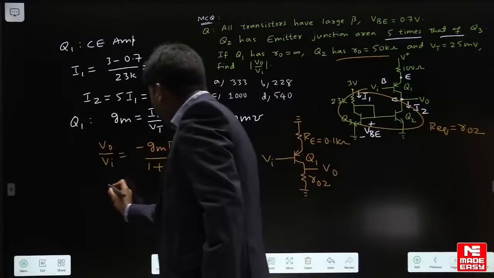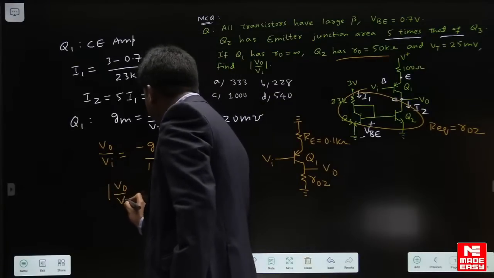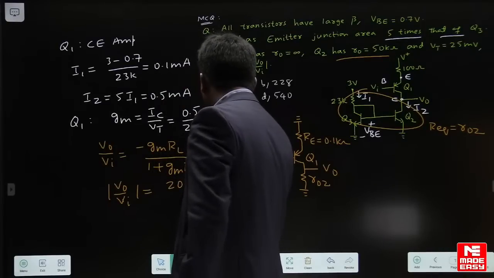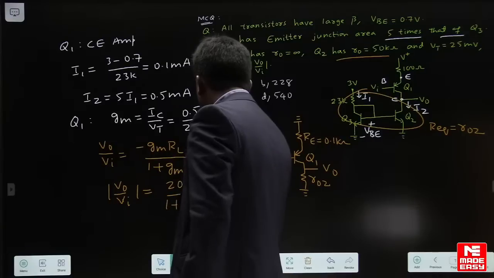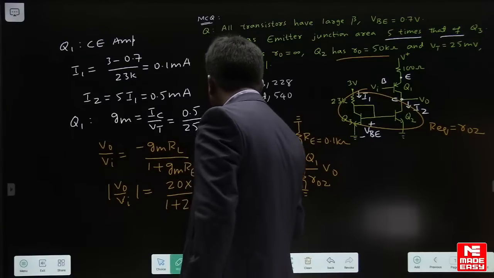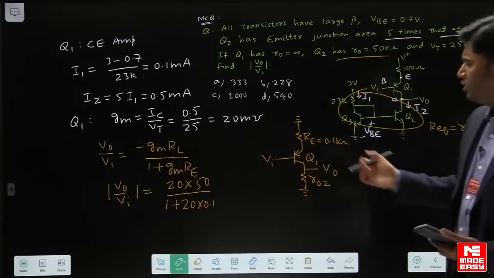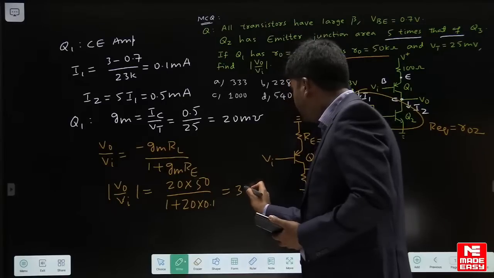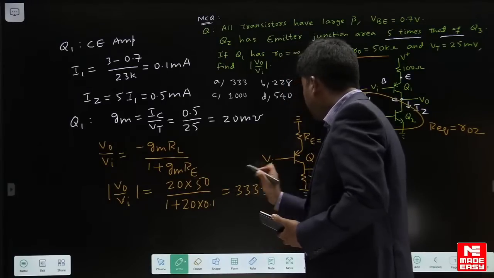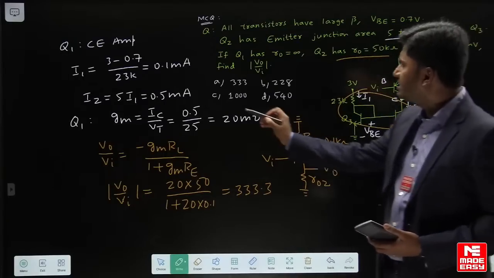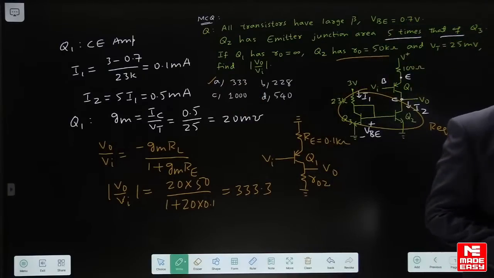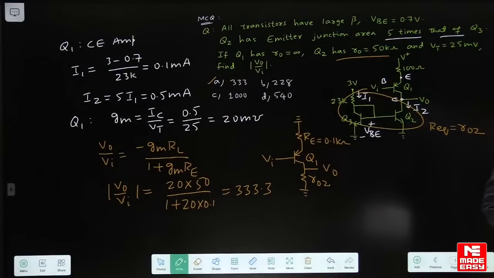और हमें यहाँ पर magnitude find करना है, so you can take modulus of V0 upon Vi. It will be 20 milli into 50 divided by 1 plus 20 into 0.1. Okay, denominator becomes 3, so it's like 1000 divided by 3, which is 333.3. So in this amplifier, the voltage gain magnitude is 333. Option A will be the correct answer. Yes beta, option A will be correct.